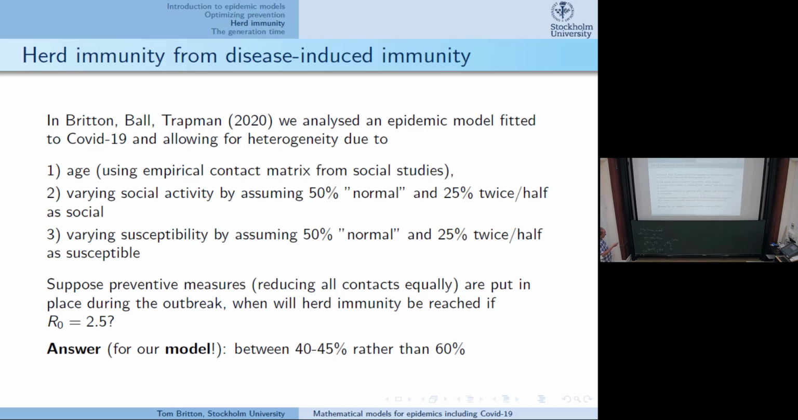And we came to the conclusion, we don't claim this is true, but to get an idea of how big a difference it is. For this particular model, rather than having herd immunity at 60%, it would happen around 40 to 45%. So at least we thought this was a fairly bigger difference than we had expected.